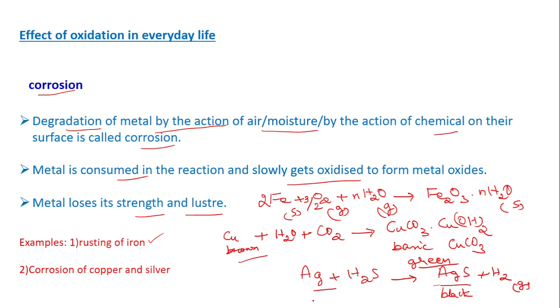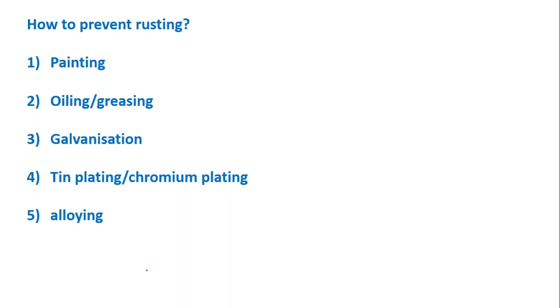So silver, which is grey in color, gets converted to black color. It gets a black colored coating on exposure to sulfide ion present in the air. So this is how corrosion takes place. This corrosion will make the metal lose its luster and its properties will be lost. Let us learn about how to prevent rusting.